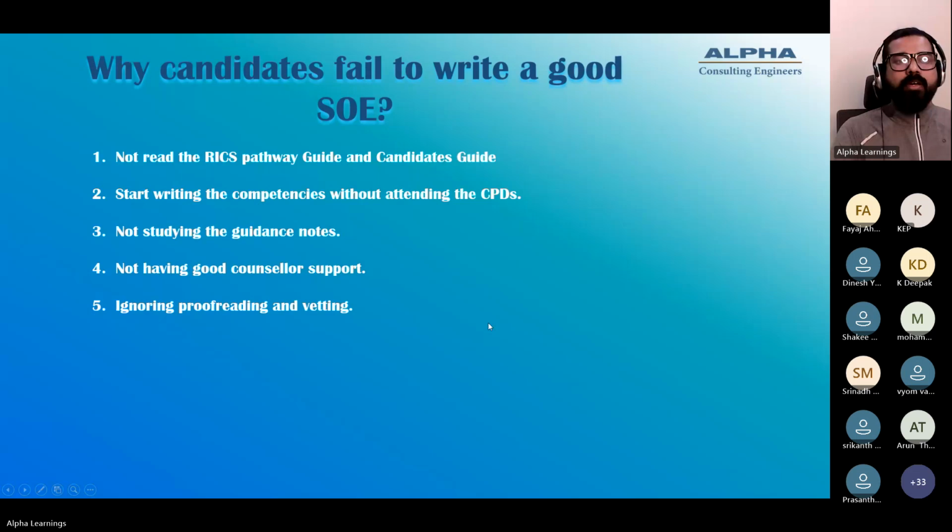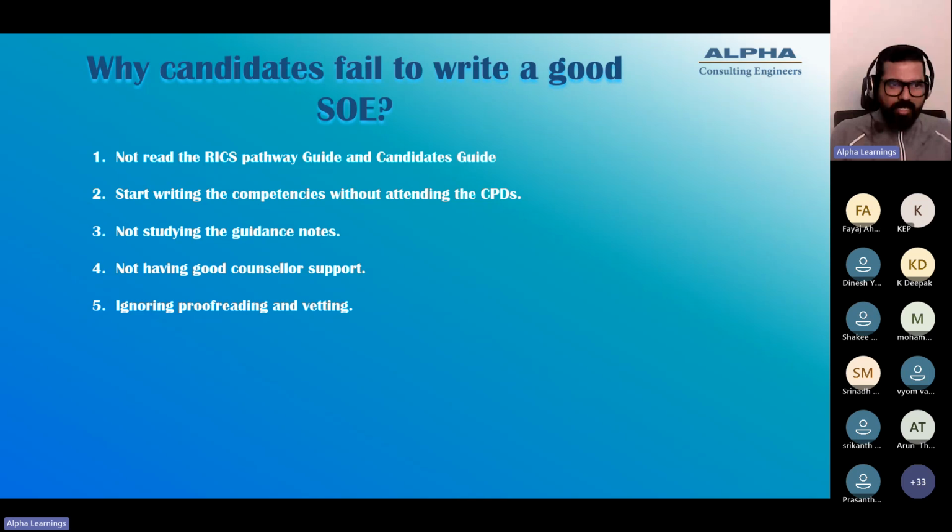Okay. Why do candidates fail to write a good SOE? They don't read the pathway guide, the candidate's guide. That is the number one mistake that they generally make. They start writing competencies without attending CPDs. Yes. Few candidates generally see the model submissions, or take some submissions from their MRICS friends, and then start writing the competencies without attending any CPDs or without learning the competencies. That is not going to be very helpful for you, and ultimately it will result in disaster.